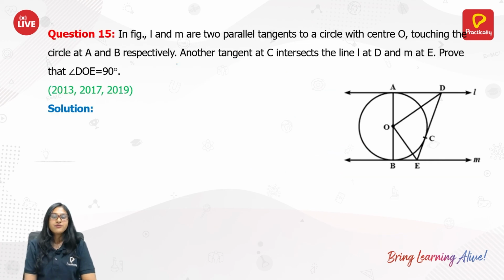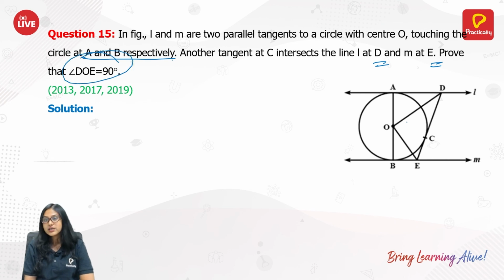Next. In figure, L and M are two parallel tangents to a circle with center O touching the circle at A and B respectively. Another tangent at C intersects the line L at D and M at E. Prove that angle DOE is 90. This is one of the most repeated questions and I know you have also solved so many times. So I'll just tell the gist, okay? So what do we have to do here?